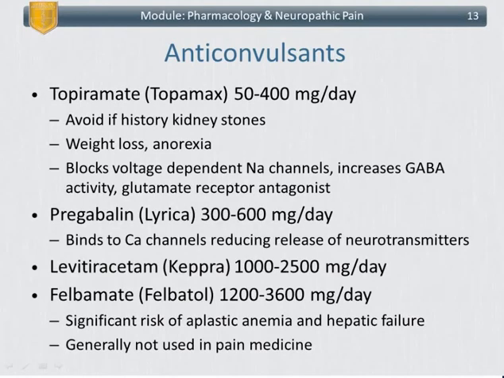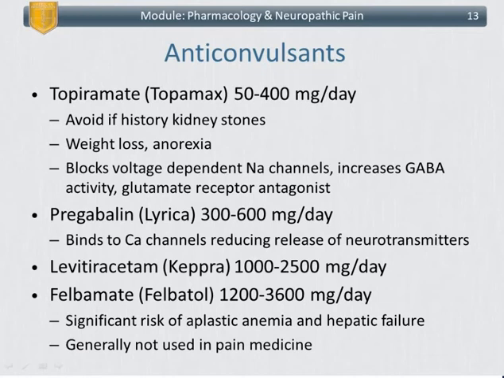Topamax, or topiramate, is also used. It has some popularity because it is the only anti-epileptic, and to some extent the only anti-neuropathic medicine, that's associated with weight loss. Most anti-epileptics are associated with weight gain. Antidepressants vary from weight gain to weight neutral. Again, pretty much the only one associated with weight loss is topiramate. If a patient has a history of kidney stones, it should not be given because it can cause kidney stones, again, particularly in patients with that history. Mechanism of action is similar to the others.